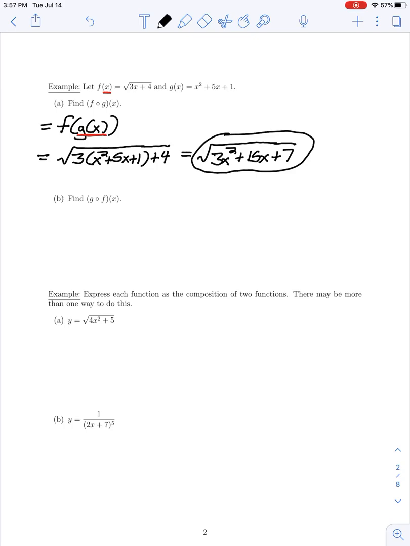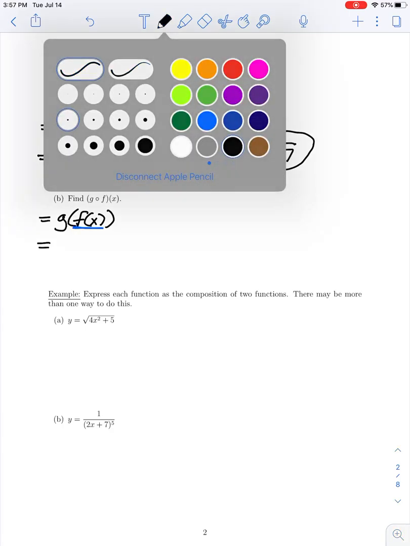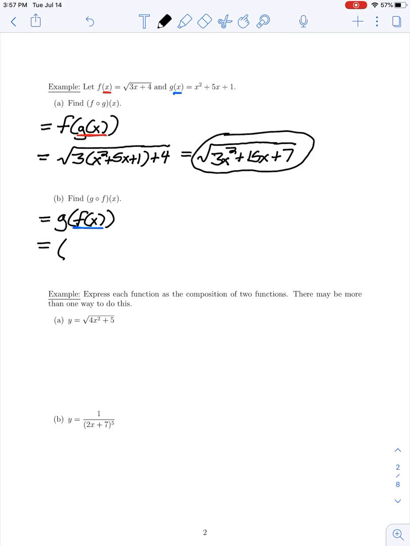And in part B, again, we're asked to find g composed with f of x. By definition, this is g of f of x. So we're taking the function g, and anywhere that we have the variable x, we are replacing it by the entire rule for f of x. So we would have the square root of 3x plus 4, quantity squared, plus 5 times the square root of 3x plus 4, plus 1.